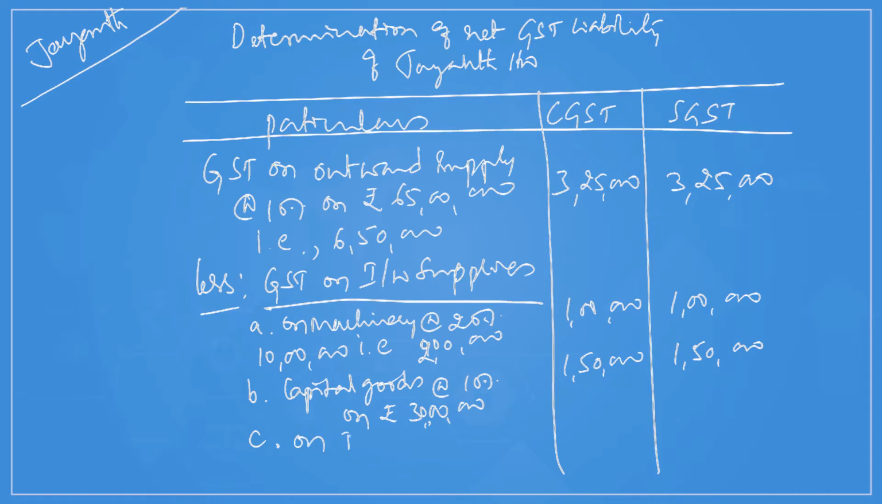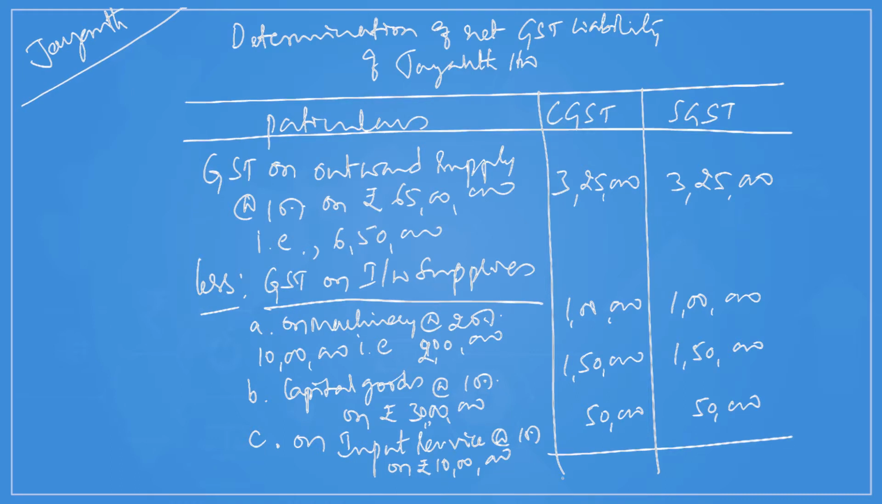On input service, let us consider input service at the rate of 10% on rupees 10 lakh, that will come rupees 1 lakh. For CGST it will come rupees 50,000. For SGST also it will come rupees 50,000.